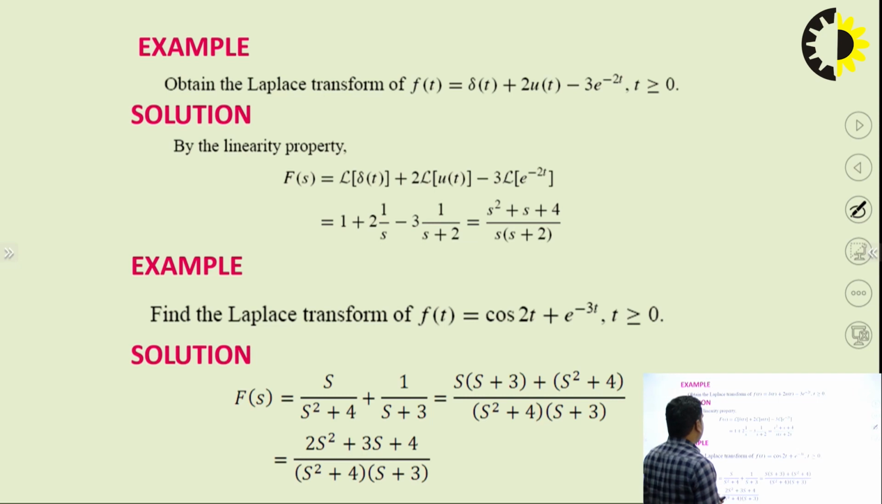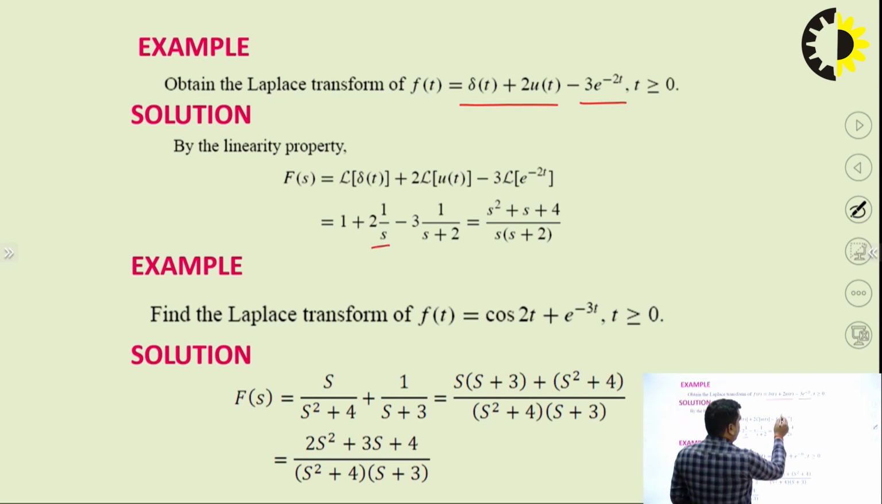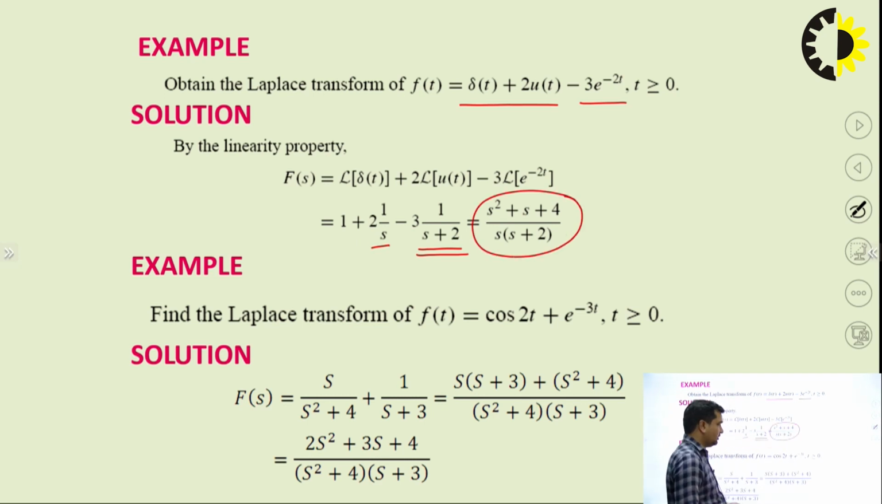Okay, so let's have some examples. Obtain the Laplace transform of delta t plus 2 u(t) minus 3 e to the power minus 2t. As we have discussed, the Laplace transform holds linearity, so we can take the Laplace transform of individual functions. What is the Laplace transform of delta t? As we have just seen, it is 1. And u(t) has 1 upon s, and e to the power minus at, we have discussed, is 1 upon s plus a. Here the value of a is 2. So after simplification it becomes this.